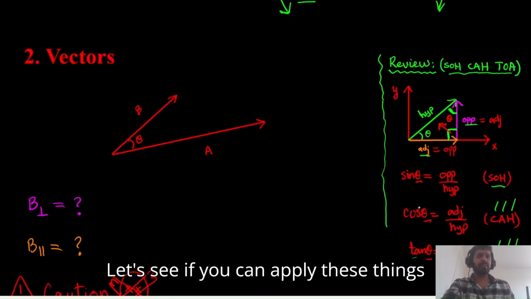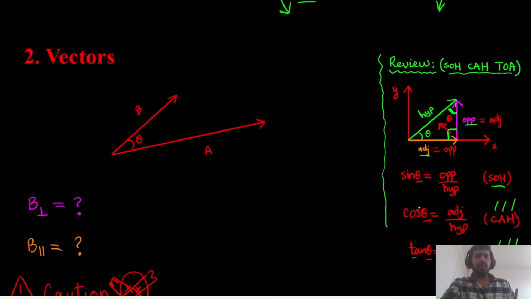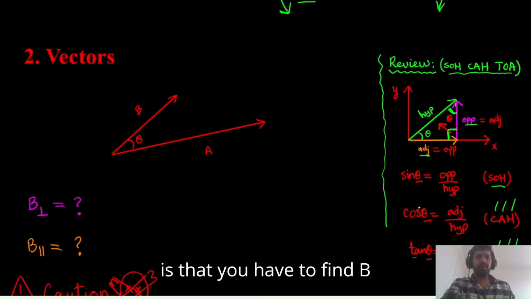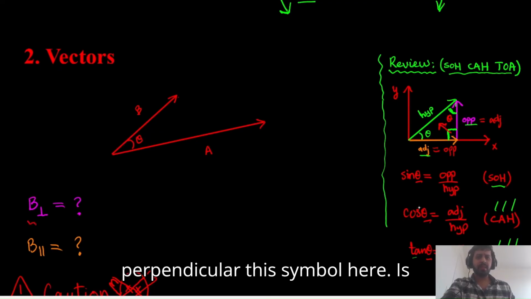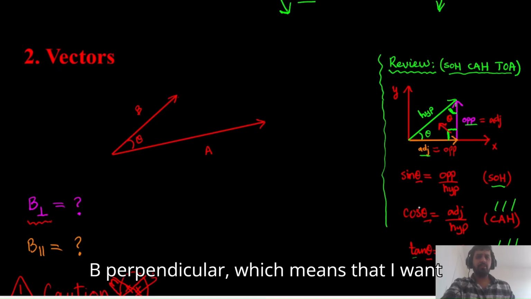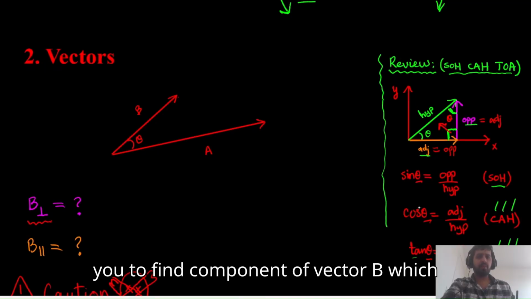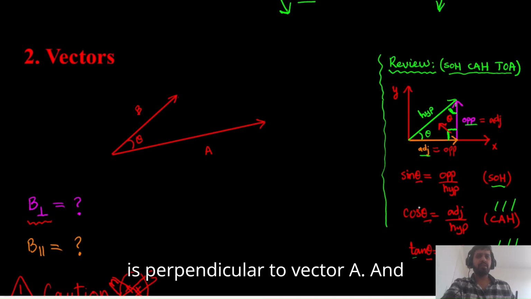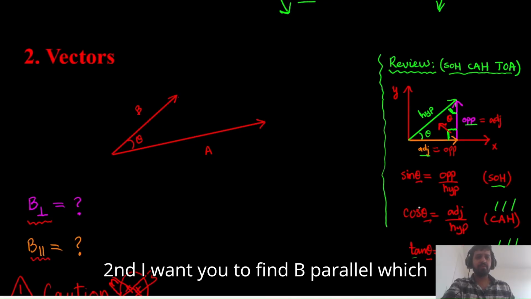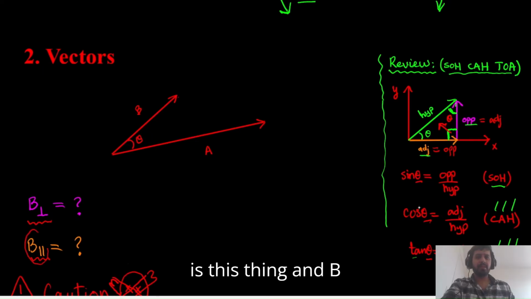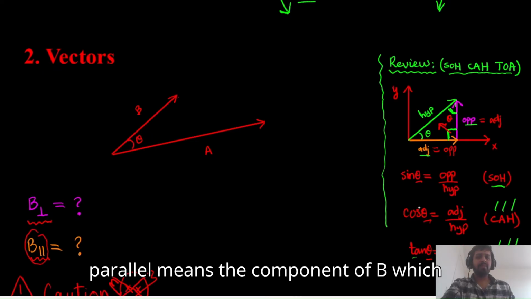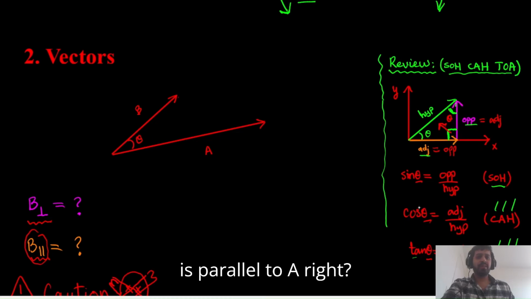Let's see if you can apply these things on vectors. So I have here two vectors, A and B, and my question is that you have to find B perpendicular. This symbol here is B perpendicular, which means that I want you to find the component of vector B which is perpendicular to vector A. And second, I want you to find B parallel, which means the component of B which is parallel to A, right?